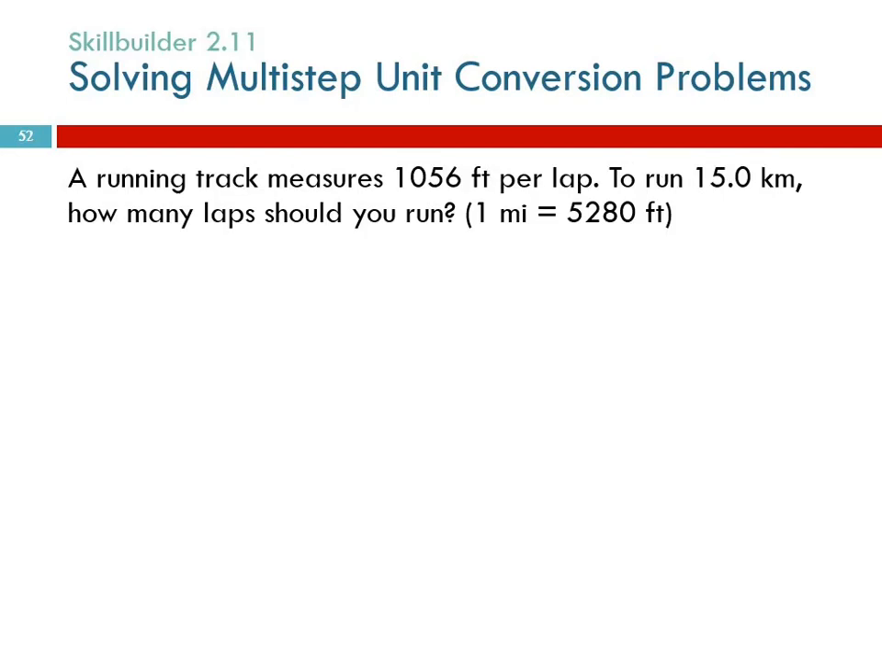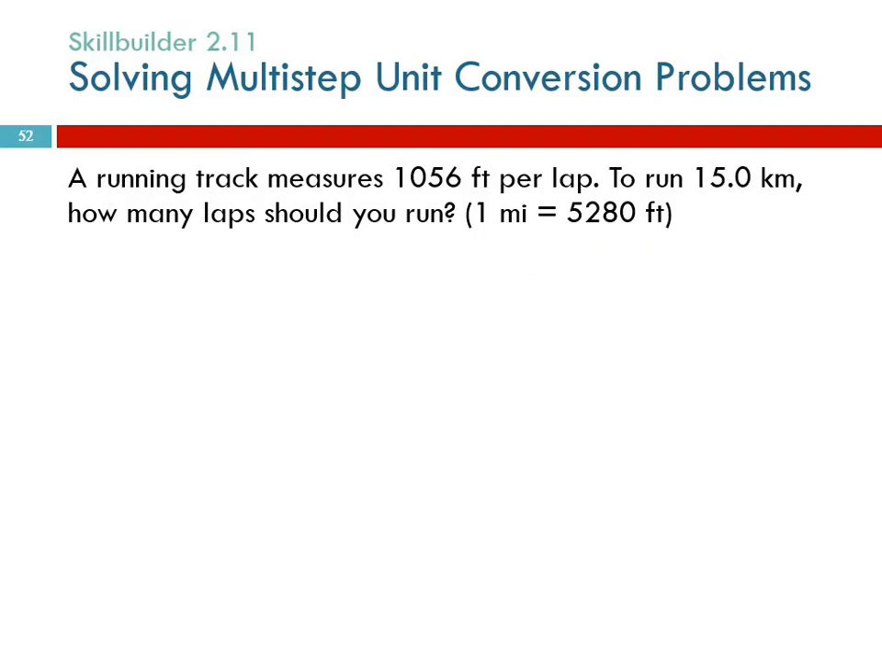Here's another one. Multi-step unit conversions. You'll be glad for these examples to look at later. So a running track measures 1,056 feet per lap. To run 15 kilometers, how many laps should you run? And then there's this little aside here, 1 mile equals 5,280 feet.